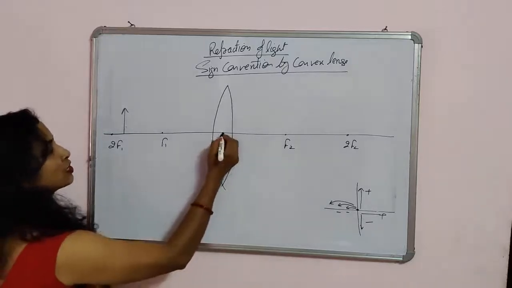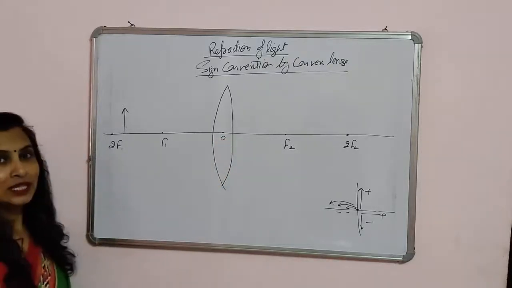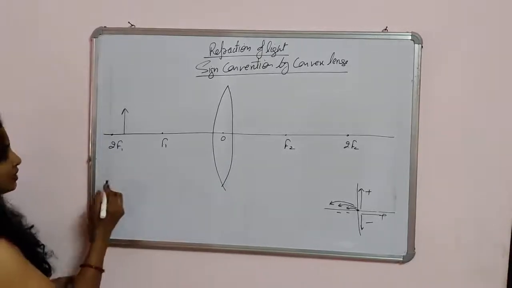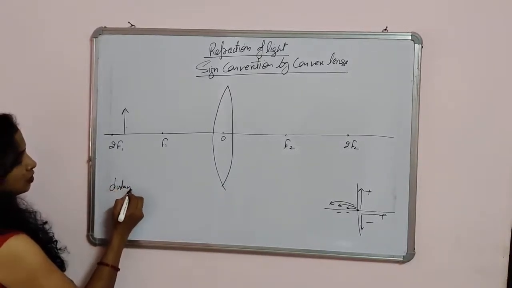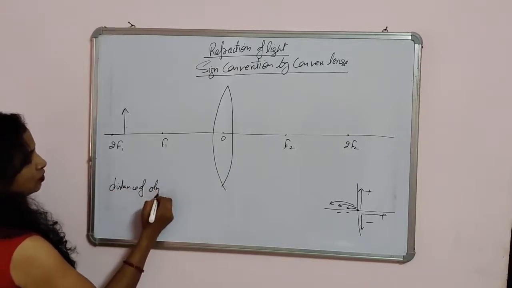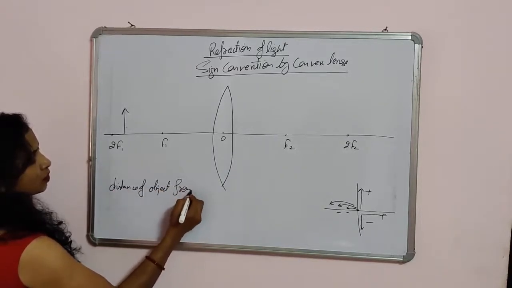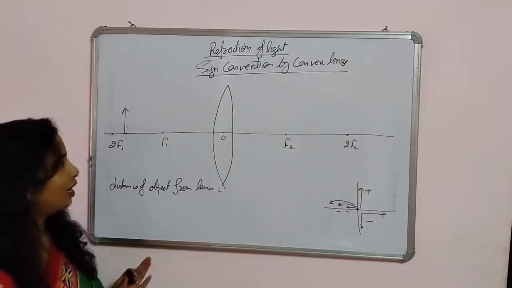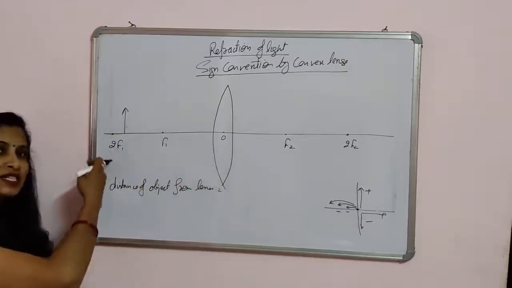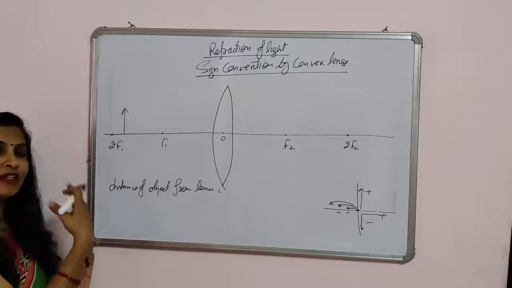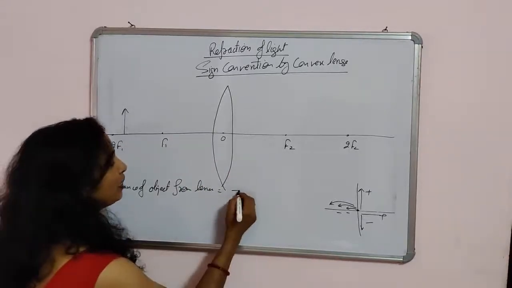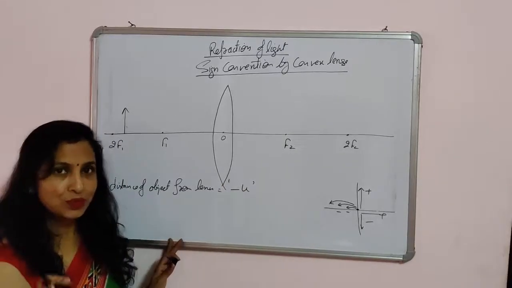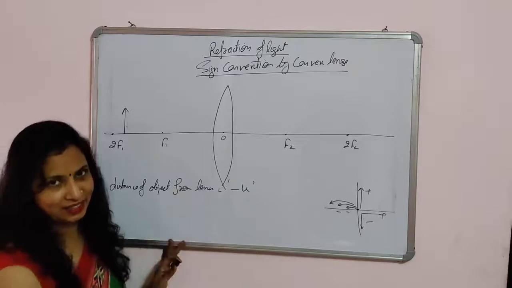So we find the distance of the object from the lens by measuring the distance from the optical center. So we can see the distance of the object from the lens, which we know will be represented by u. Since we are measuring this distance towards this side, and if we measure the distance towards this side, it will be represented by a negative sign. So we will say u will be negative. Again, when you do your numericals, you should put the values with their sign.